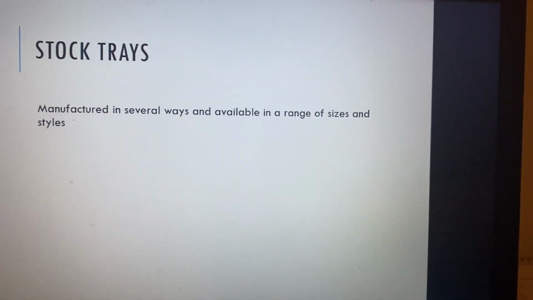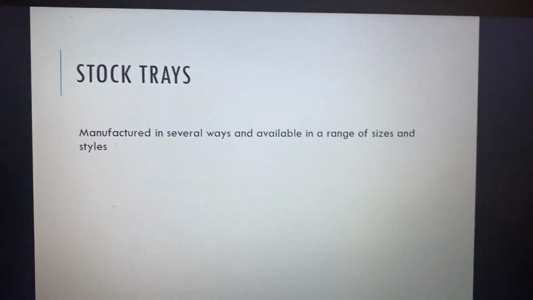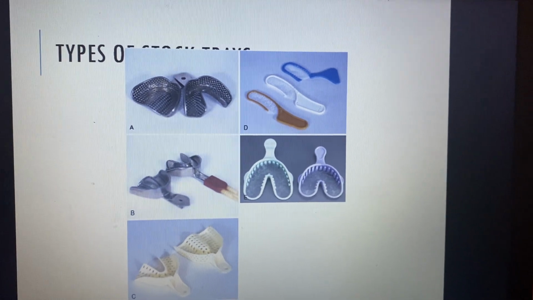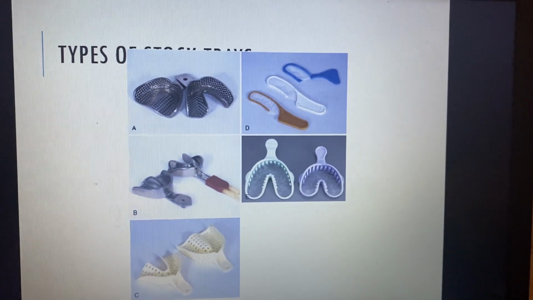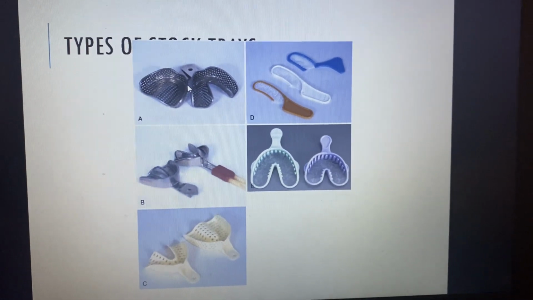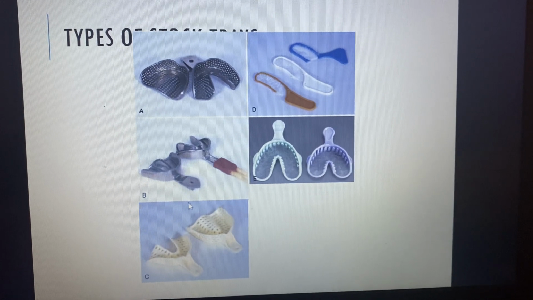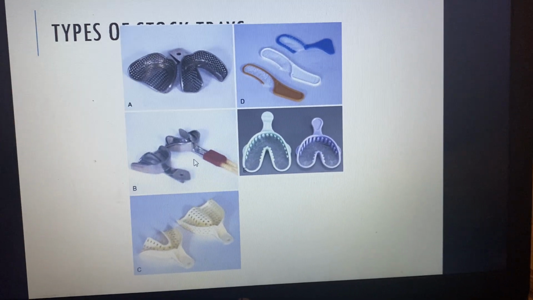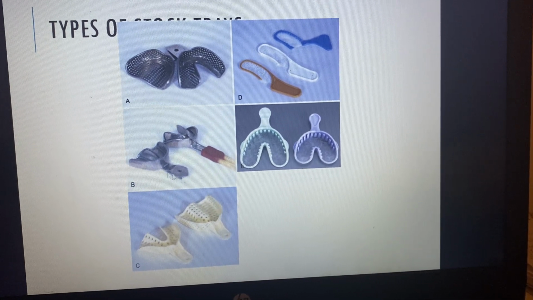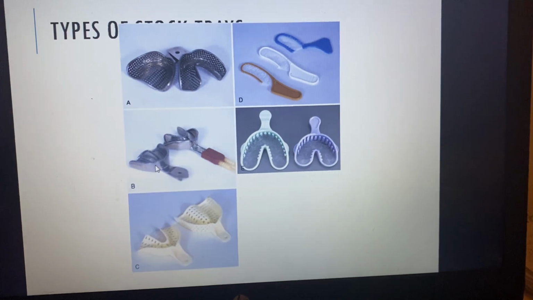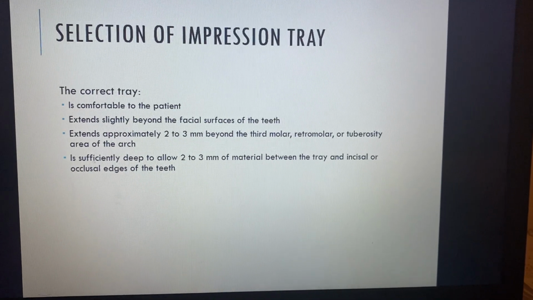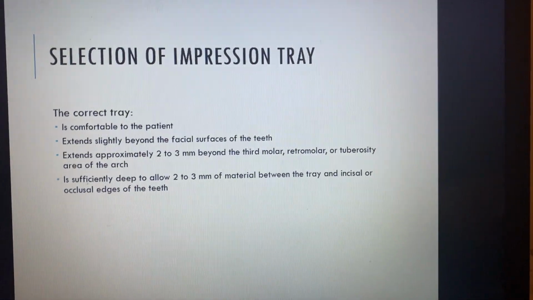Stock trays come in different sizes and styles, so it's going to look like this. You have different trays. You have your perforated trays. I'm sorry, not stock trays, your anterior trays. This type of tray will only take an impression of the anterior part of the mouth. You have your quadrant trays here. So you have variety there.